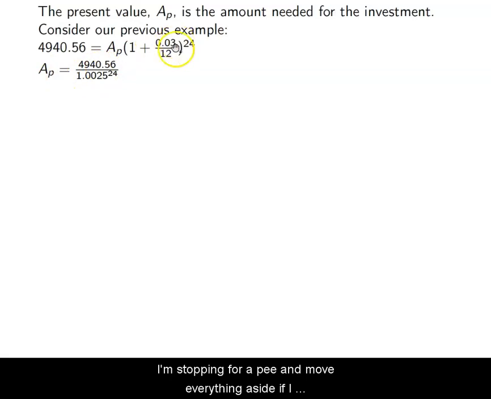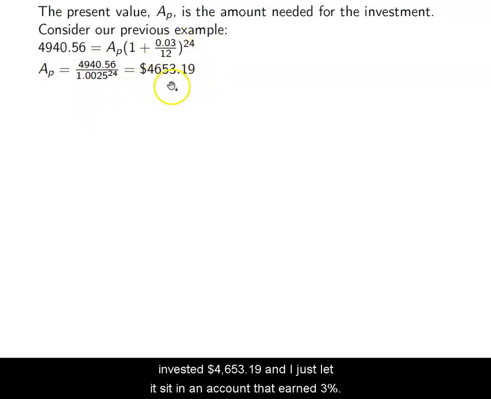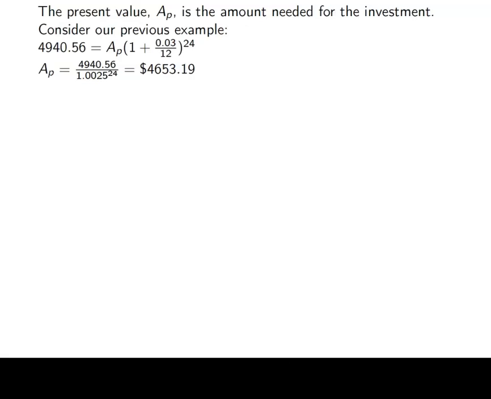So solving for AP, I move everything aside. If I invested $4,653.19 and I just let it sit in an account that earned 3% per year, I would have the same exact amount of money as if I invested $200 that earned interest every month. Okay. So again, AP is my final amount of the annuity divided by that interest rate for n payments.